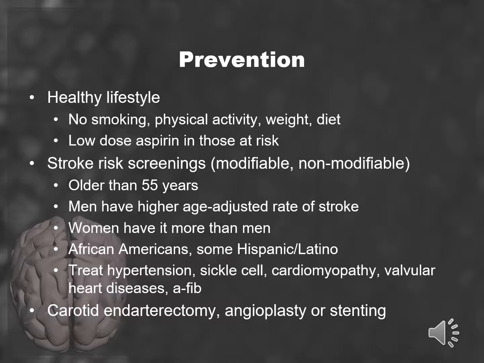Now, another thing we look at is medical history, past medical history. So things like hypertension, sickle cell disease, cardiomyopathy, somebody with atrial fibrillation, all of these conditions put them at a higher risk for stroke. So a big thing we do is make sure that we are treating them appropriately with medications or even surgical procedures to make sure that we decrease that risk for stroke.